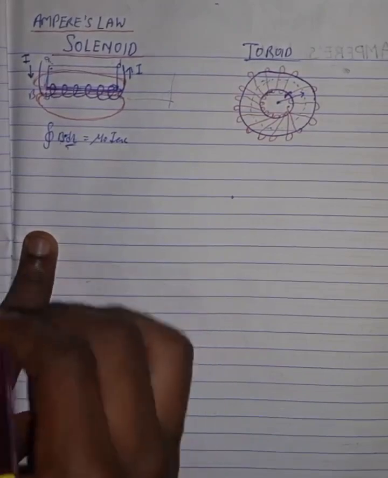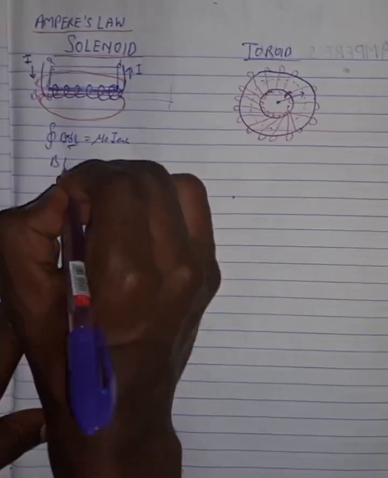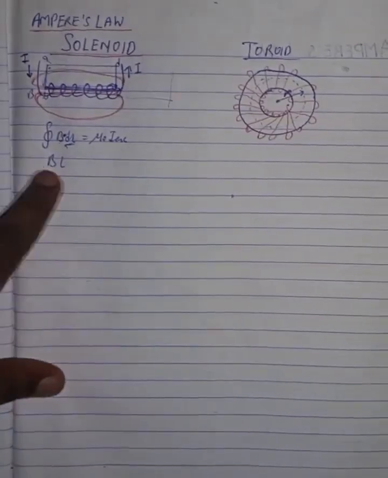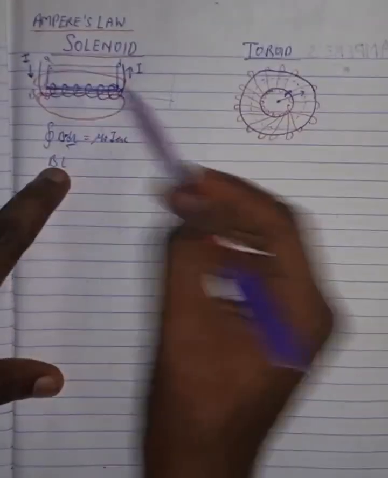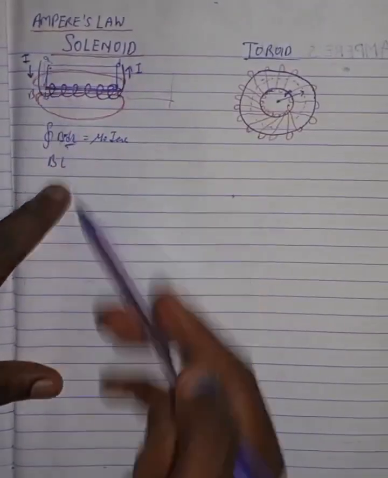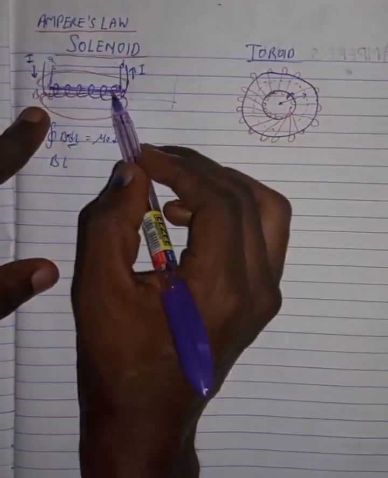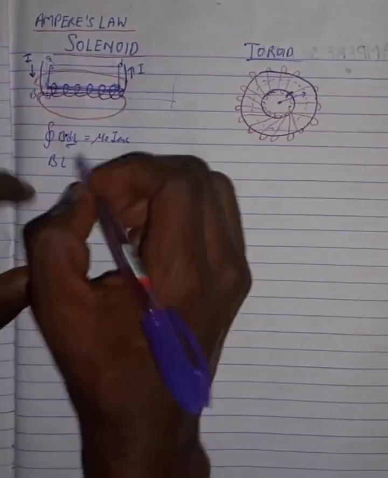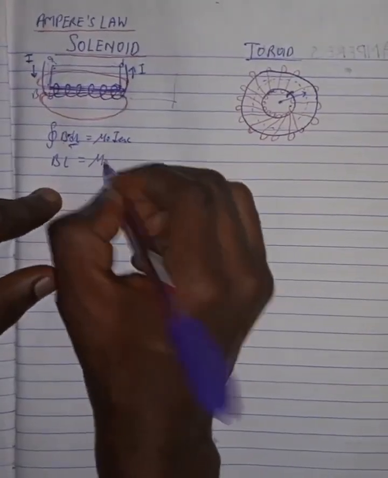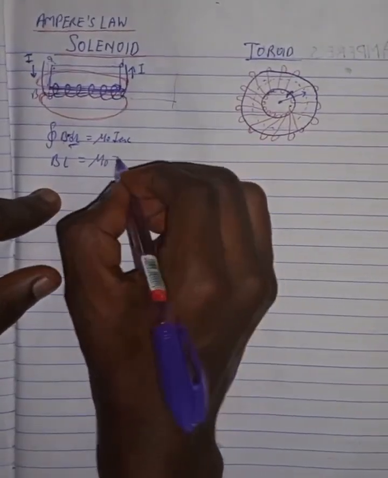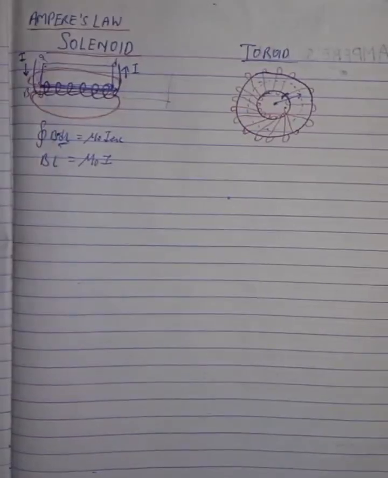So what I'm actually picking for this solenoid is BL, where L is the length. Just BL. I can't pick these others, because they are perpendicular, while this one is outside the solenoid and will be very weak. And that's equal to mu naught times the current enclosed inside this solenoid.